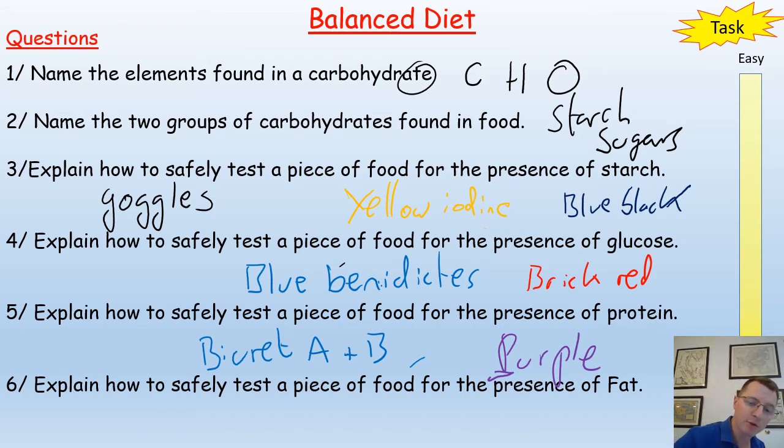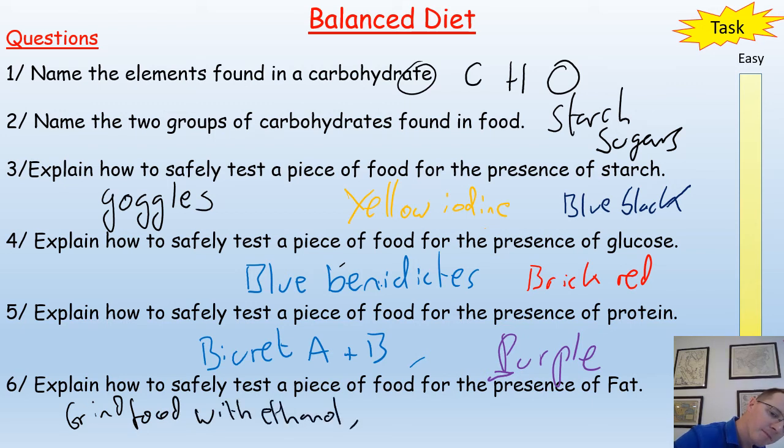And explain how to safely test a piece of food for the presence of fat. We need to firstly grind food with ethanol, filter and add water, and we're looking for a cloudy colour, and a cloudy colour means fats are present.